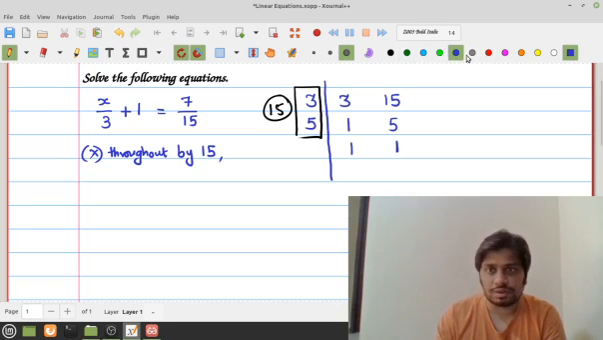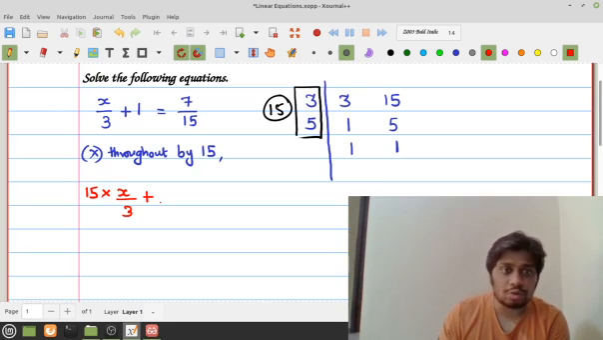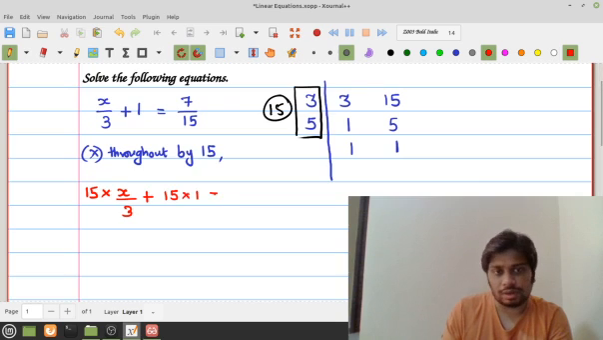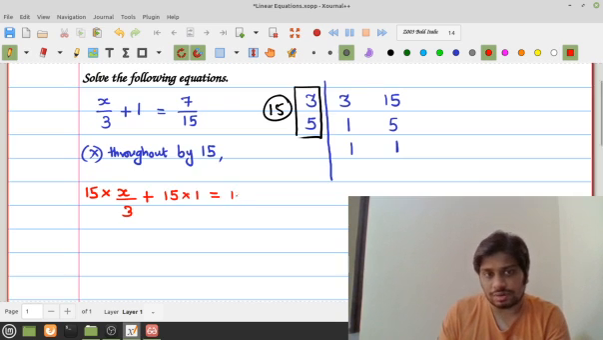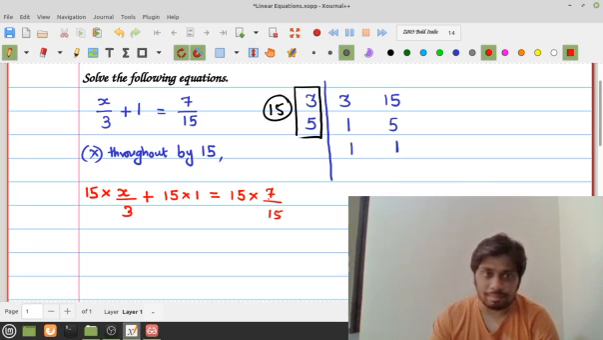So let's solve this further. I multiply each and every term by the number 15. So 15 multiplied by x upon 3. There are two terms on the left hand side: x upon 3 multiplied by 15, and one more term, which is 1, which I have also multiplied by 15, is equal to. On the right hand side there is one term, so 15 multiplied by 7 upon 15. Always remember, whenever we get rid of the denominators from an equation by multiplying throughout by the LCM, you have to make sure that you multiply that LCM by each and every term in the given equation.